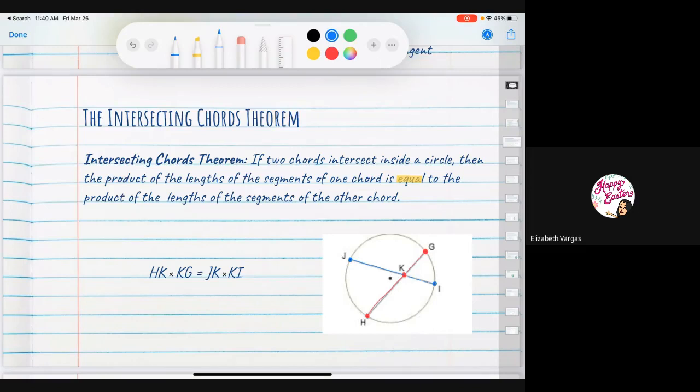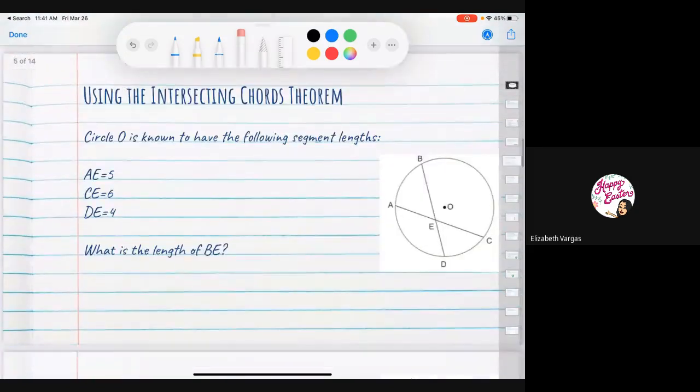Basically, we have 2 chords intersecting inside a circle, like we do here. Then you can take the product of both of the parts of one chord and the product of both of the parts of the other chord, and they should be equal to each other. So we'll look at that right now. So here's an example of that.